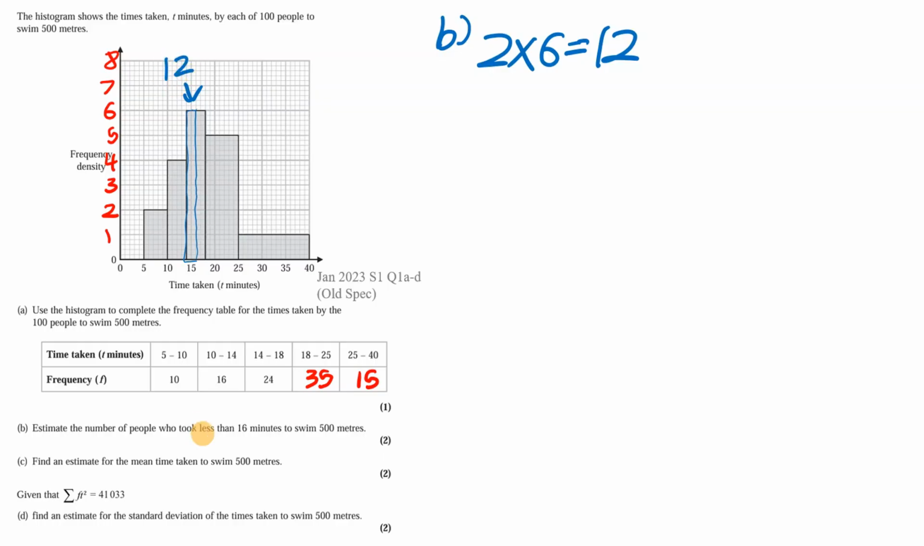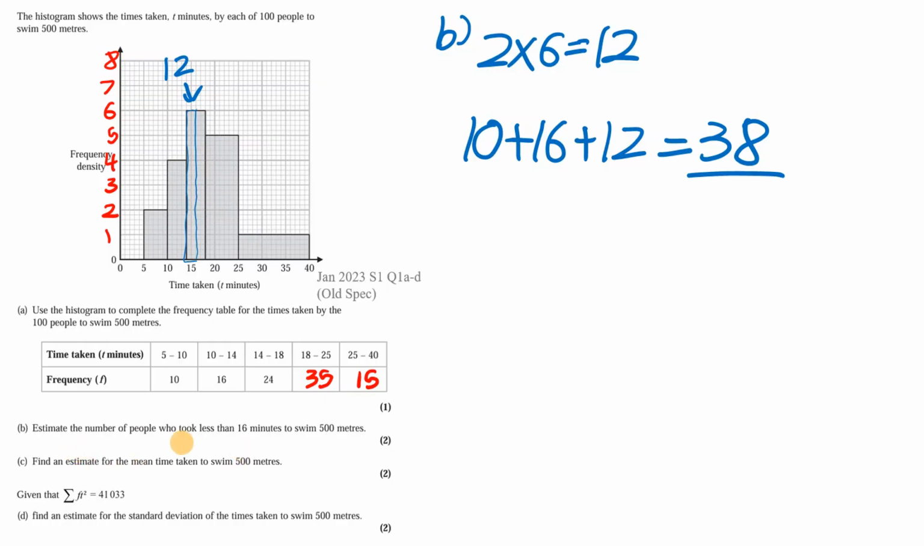So therefore, if we add the frequencies together, it's going to be these two bars, which are 10 plus 16, and then plus this half bar, which is 12. And you add these numbers together, it's equal to 38. So this is the estimate of the number of people who took less than 16 minutes.